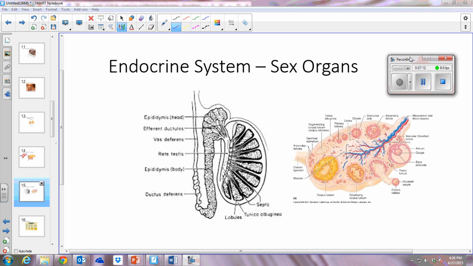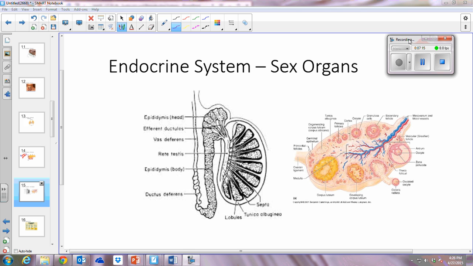And then lastly, your sex organs, the testes for the male and ovary for female, and these release hormones that directly control your primary and secondary sexual characteristics.